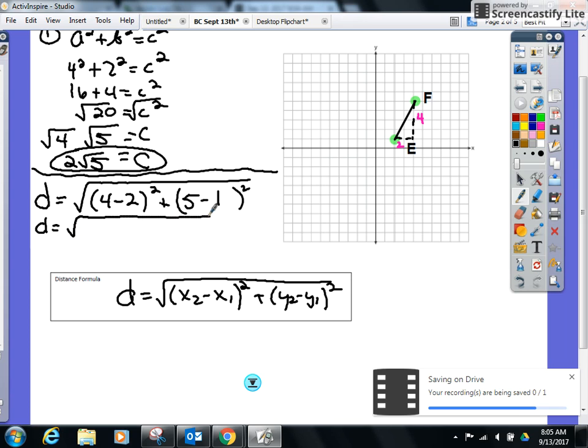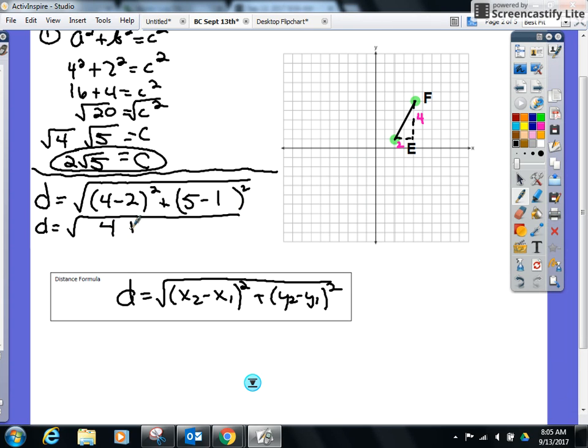Okay, here we go. And again, all I would like to see personally, as far as work shown, is what you plugged in. Where you go from here, how many steps you do in your head, that's up to you. All right, 4 minus 2, 2 squared. 4 plus 5 minus 1, 4 squared, 16. This is kind of coming like Pythagorean theorem above.